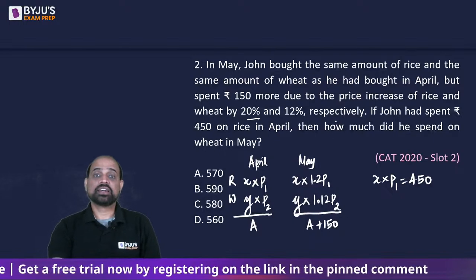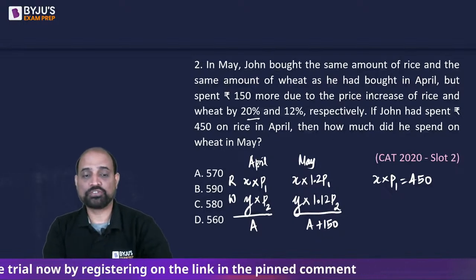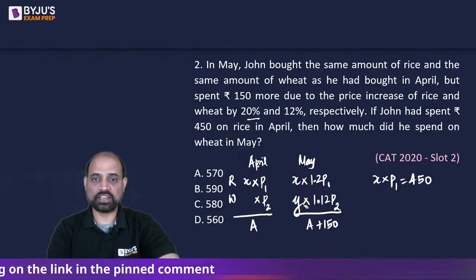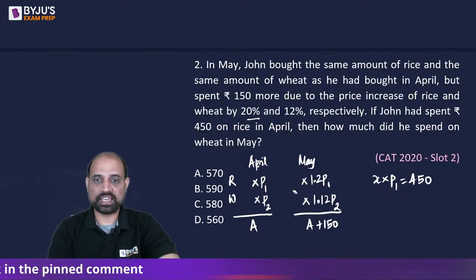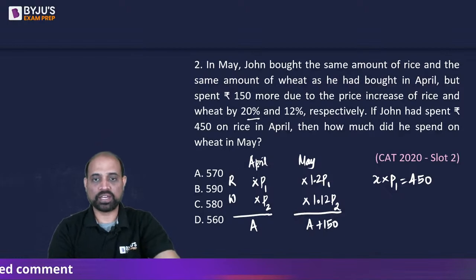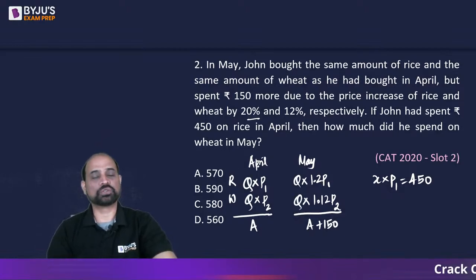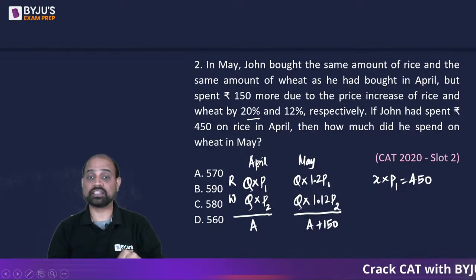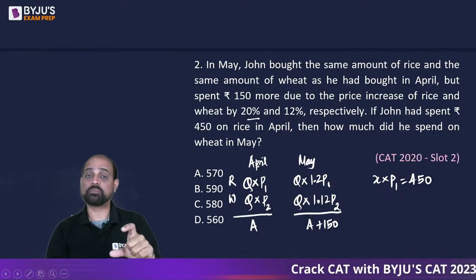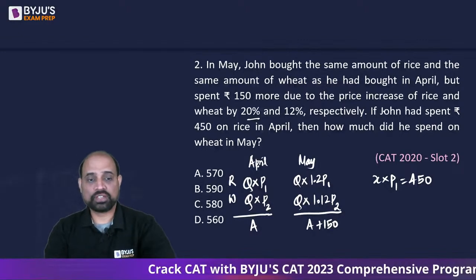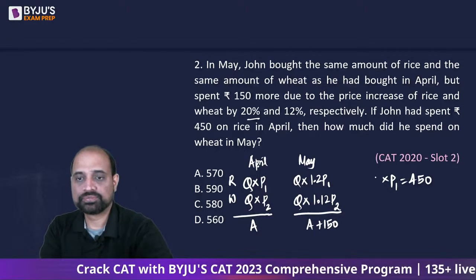That means the statement that says same amount of rice and same amount of wheat has to do with the quantity being same. So X is going to be equal to Y. So this becomes Q, this becomes Q, this becomes Q, and this becomes Q. So the quantity is same for both rice and wheat, not only in a month, but also in the next month. So here X changes to Q.